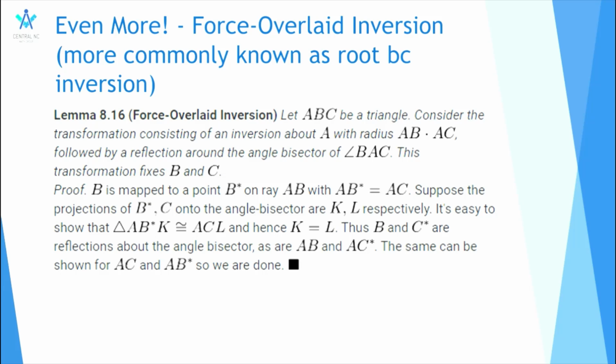Even more, forced overlaid inversion. This is more commonly known as root BC inversion, followed by reflection over the angle bisector. So let ABC be a triangle. Consider the transformation consisting of an inversion about A with radius AB times AC, followed by a reflection about the angle bisector of angle BAC. This transformation actually fixes B and C. This is actually quite intuitive. We're just going to formalize it a bit.